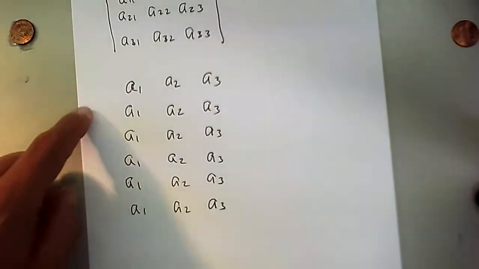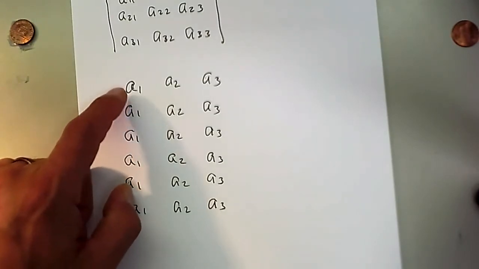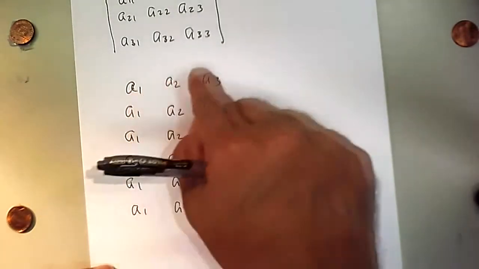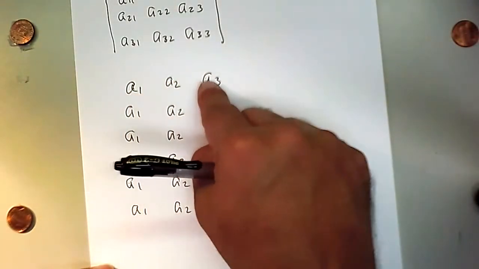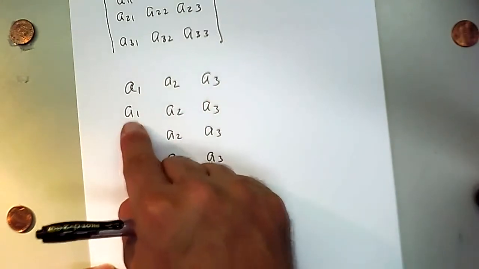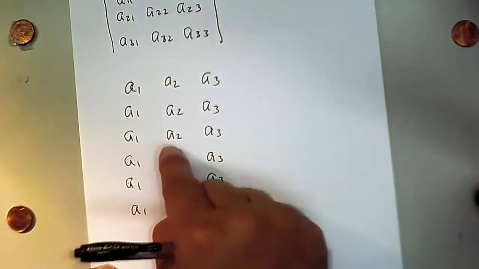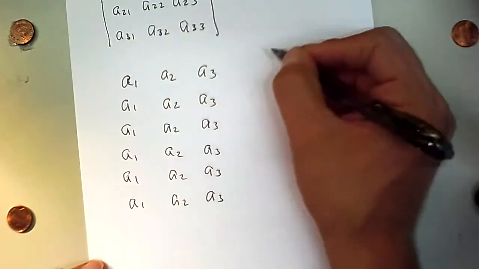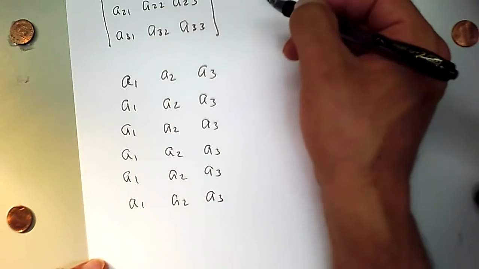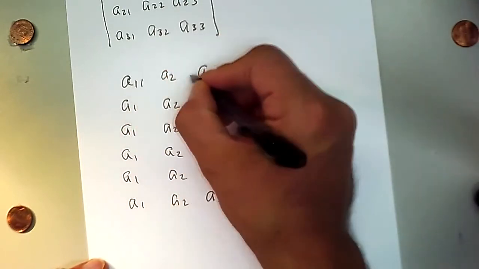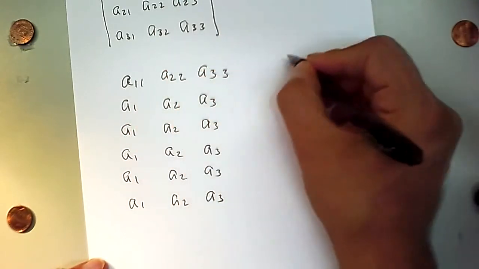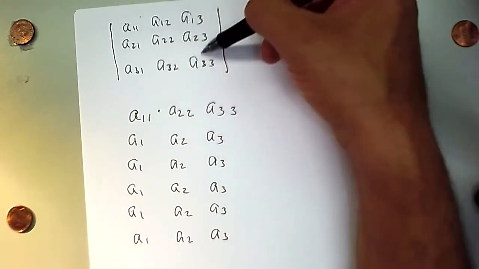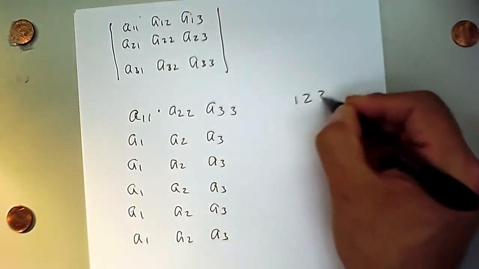Okay, so the first index of the A's is fixed. And these are going to be products. We're going to multiply this A with this A with this A. Then we're going to multiply this with that with that. Then we're going to multiply this, and so forth. For the second indexes, we're going to have permutations of 1 to 3. So 1, 2, 3 is this product. Multiplying this with this with this corresponds to the permutation 1, 2, 3.